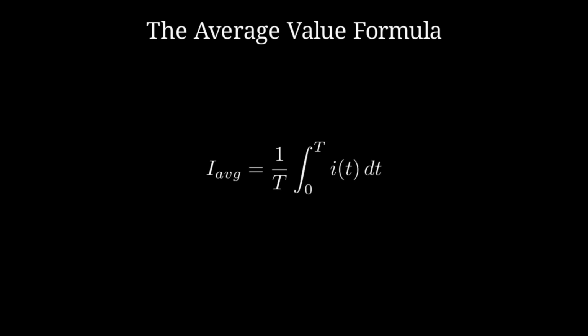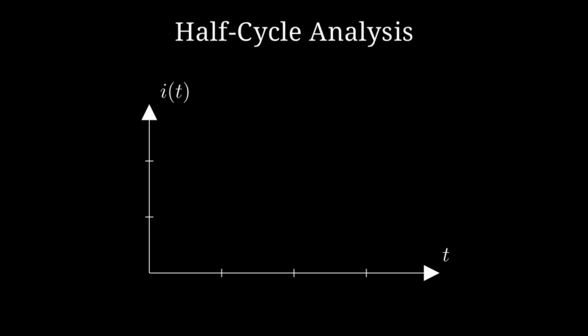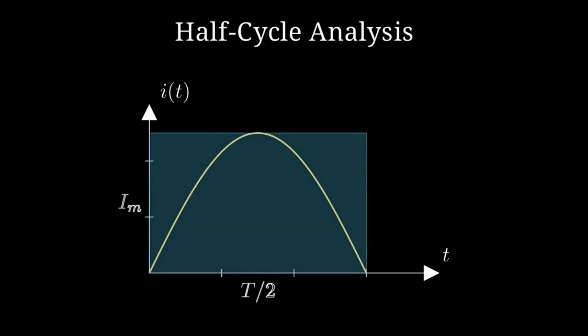The average value of any periodic function is defined as the total area under the curve for one period divided by the length of that period. For AC signals, we specifically calculate this over the positive half cycle. By focusing on the half cycle from 0 to T/2, we can determine the effective average current delivered during the pulse. This prevents the positive and negative values from cancelling each other out during our calculation.